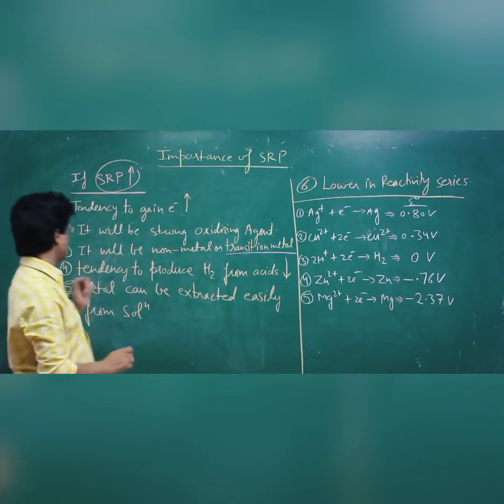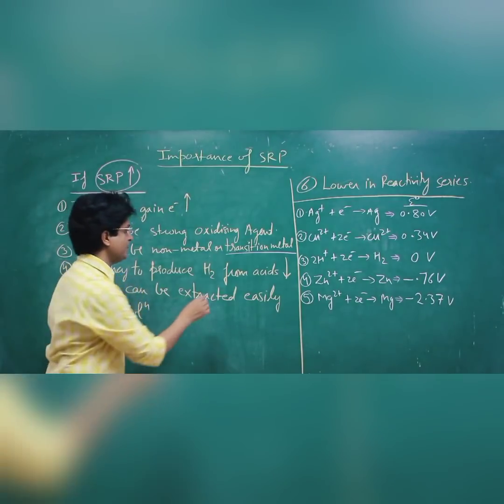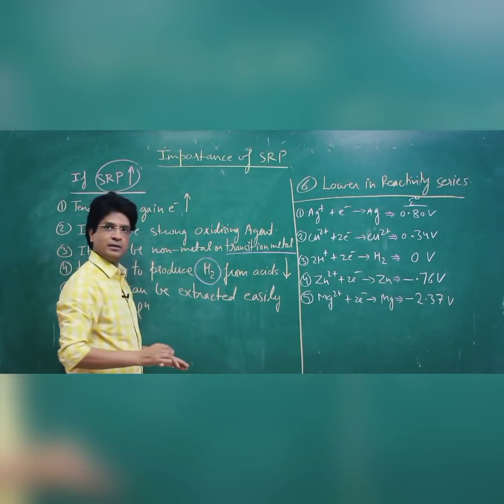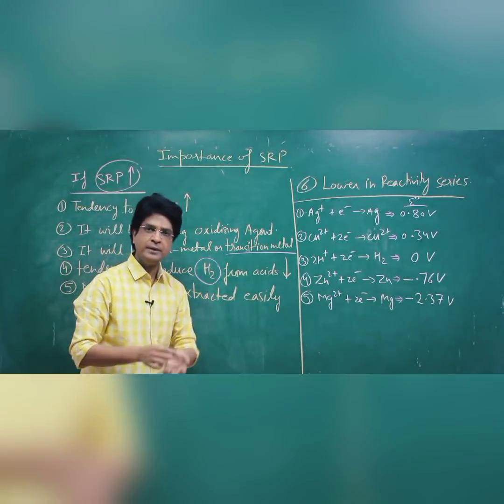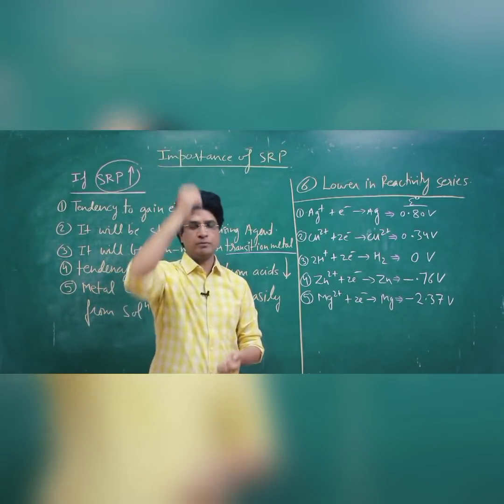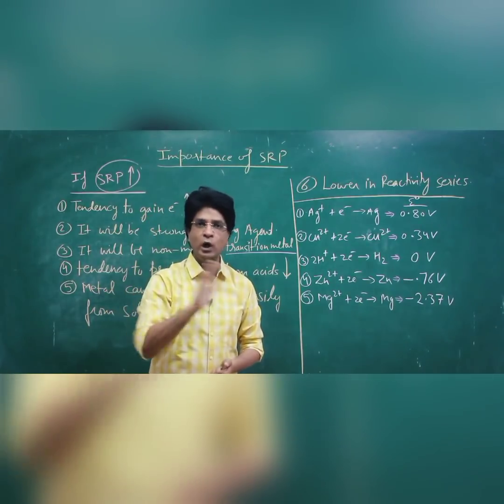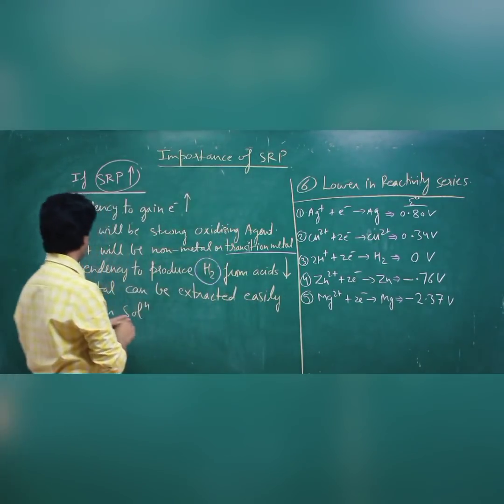Remember that. Next one is tendency to produce hydrogen from acids is lower. That means if SRP is higher, tendency to produce hydrogen from acids will be lower. In fact, the elements which have SRP more than hydrogen, that is more than 0, will not be producing hydrogen when they react with acids. Remember that, it is a very important point.